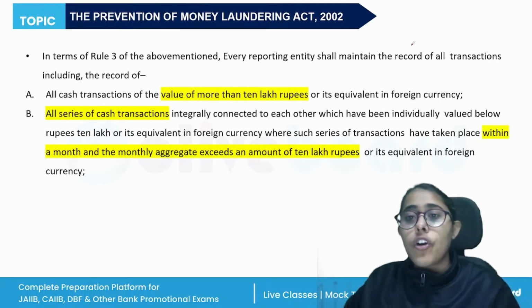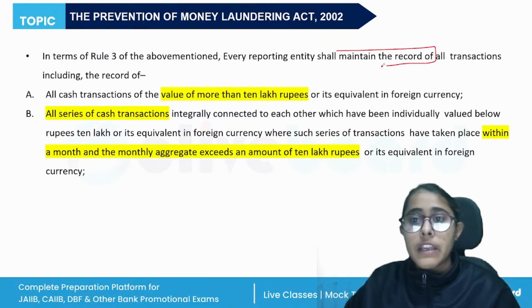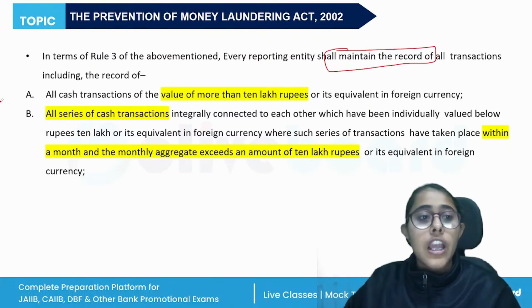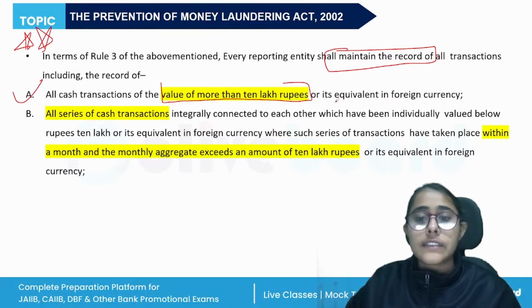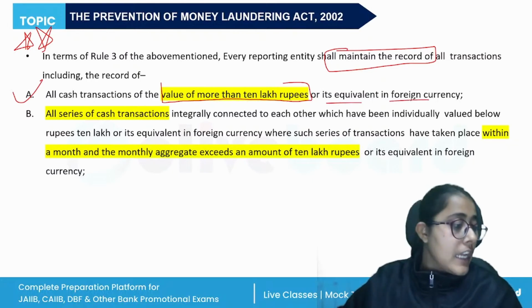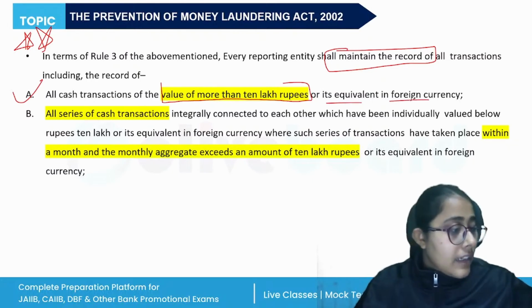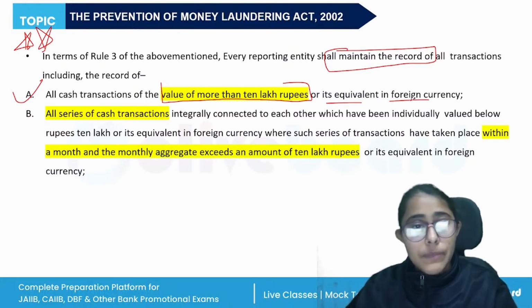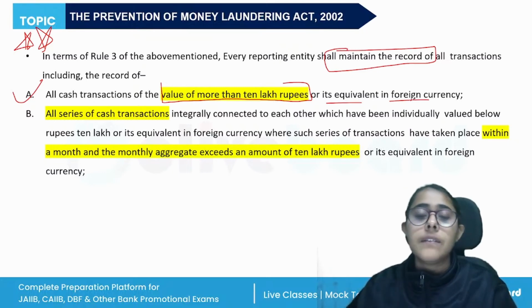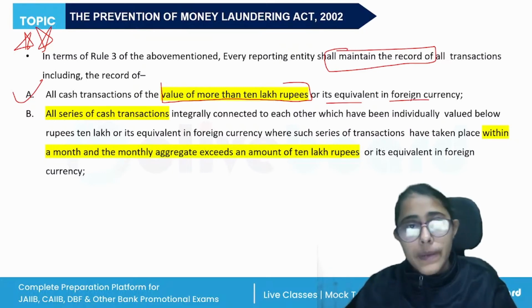So which records have to be maintained? This is very important. All the cash transactions of value of more than 10 lakh rupees or its equivalent in foreign currency. So if any customer of the bank makes a cash transaction and the value of this transaction is more than 10 lakh, then the record will have to be maintained.